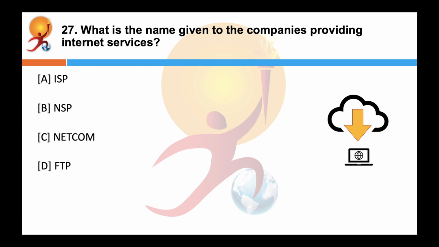What is the name given to the companies providing internet services? Correct answer is an ISP. Internet service providers are companies that connect the common public to internet services in return for a charge.